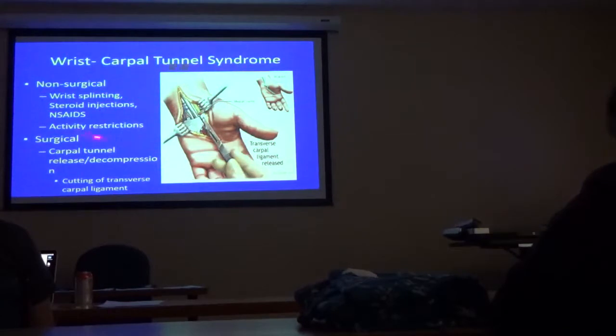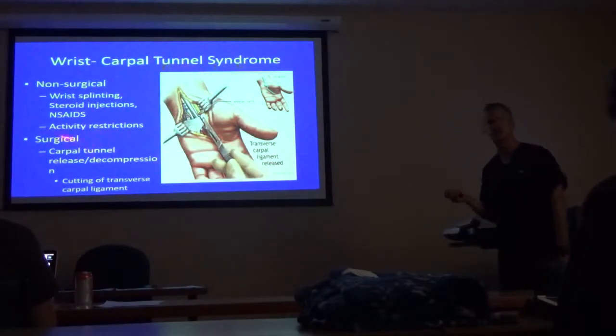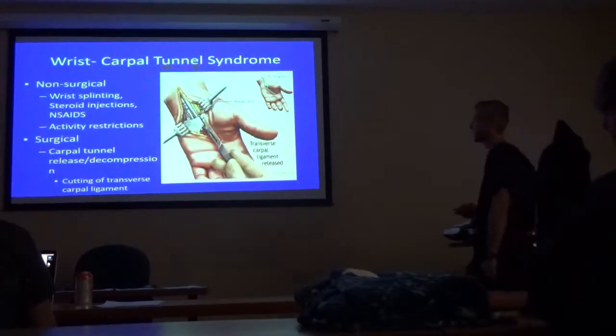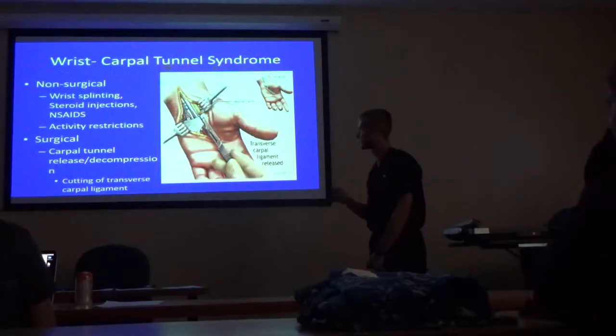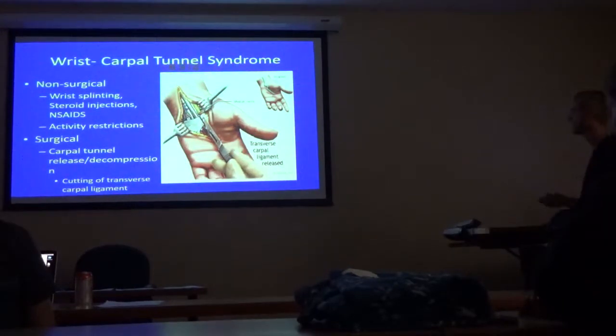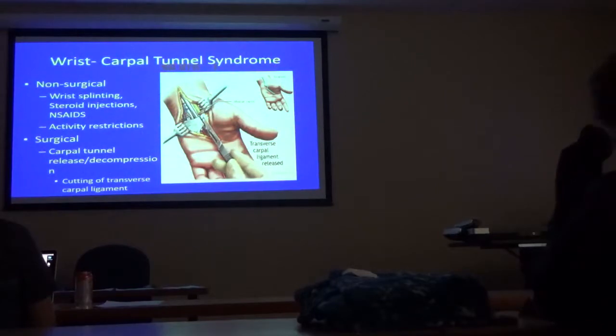Non-surgical is what you want to start out with: wrist splinting, volar wrist splint, steroid injections, NSAIDs, activity restrictions. You've got to stop doing what's producing the effect, right? And then you can also get a carpal tunnel release and decompression. And that surgery is just so fast. They cut open, snip the ligament, and then put it back together. It's like a 20-minute surgery.